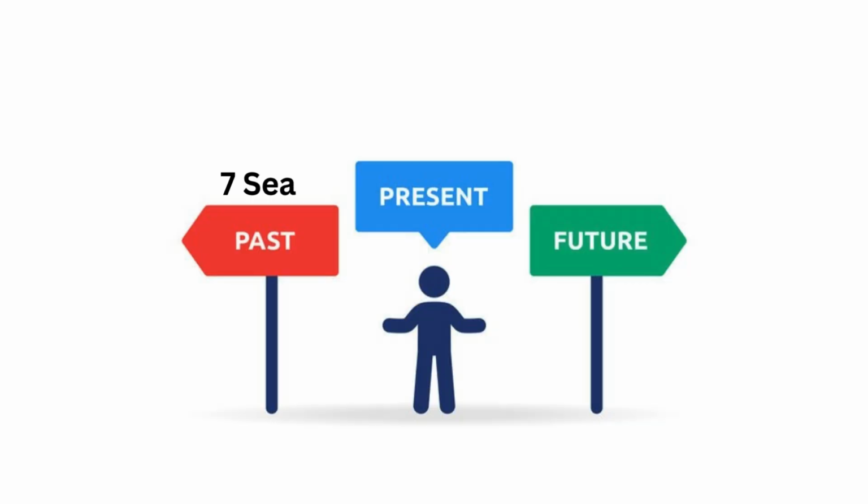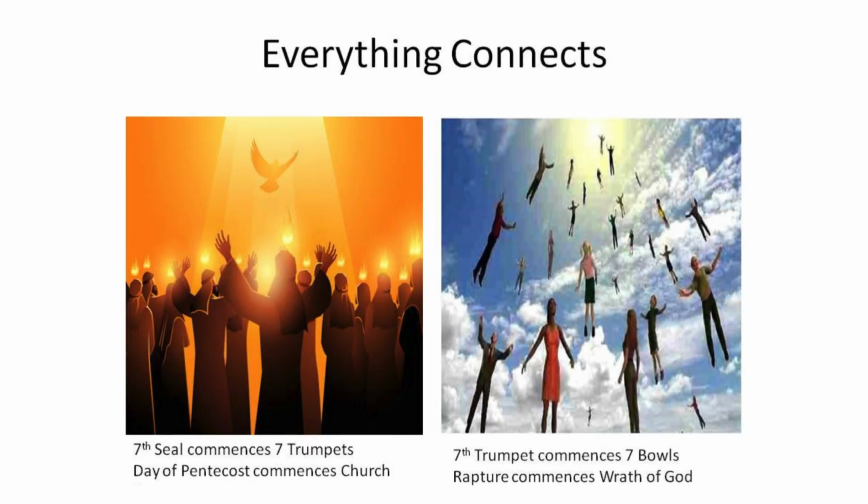Here is the key to Revelation. The 7 seals show the past. The 7 trumpets are the present, and the 7 bowls are the future. Now that we have the key, everything else can be placed in one of the dispensations. Okay, now we have our framework in place.